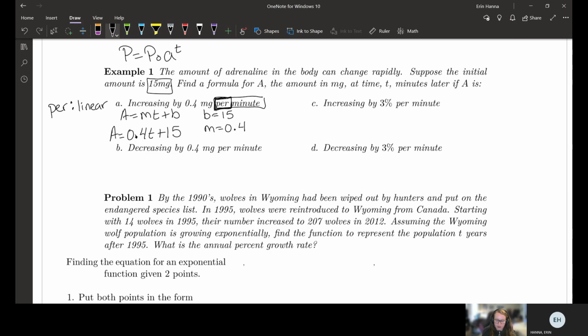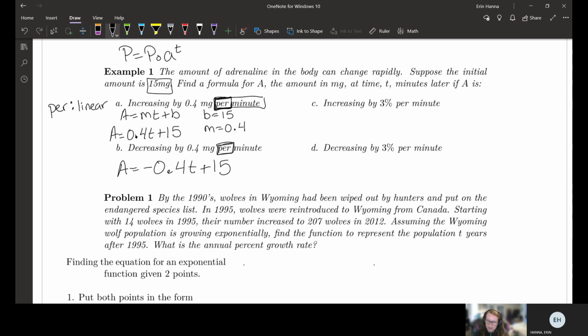Now in part B, we still have a per showing up, so we still know that it's got to be linear, but now we're decreasing by 0.4 milligrams per minute. So that's not going to change the initial amount at all. Our b value is still going to be 15, but it is going to change the slope. It's going to make the slope negative. So here our equation would be negative 0.4t plus 15.